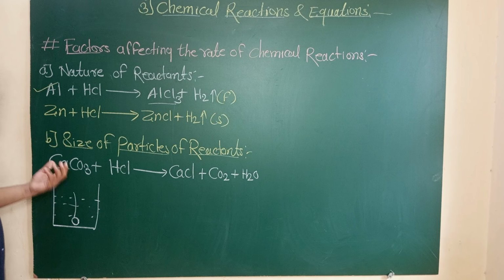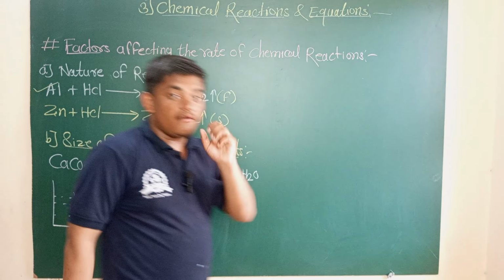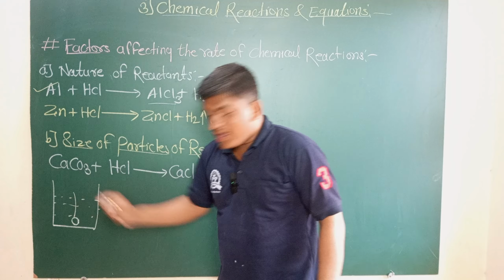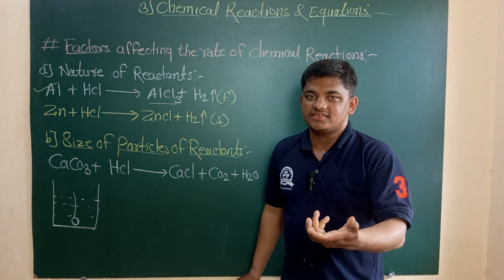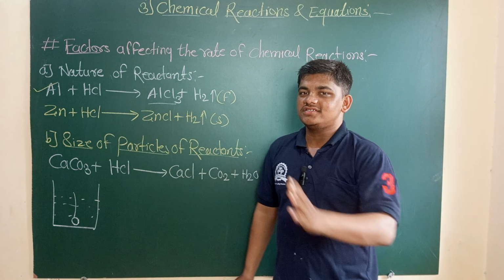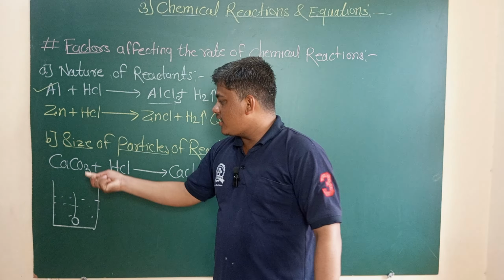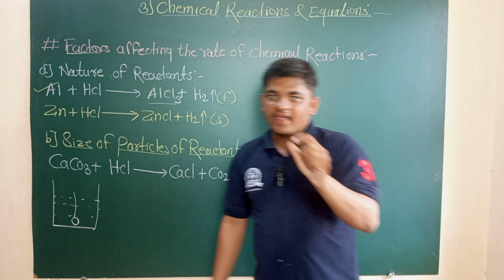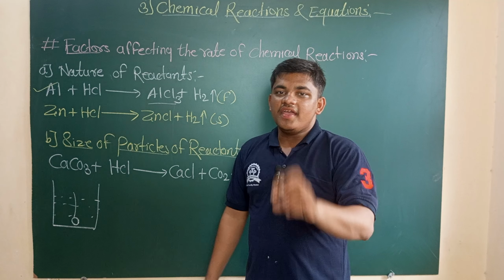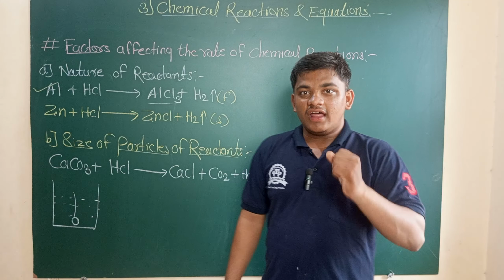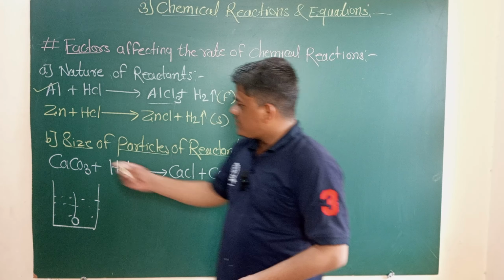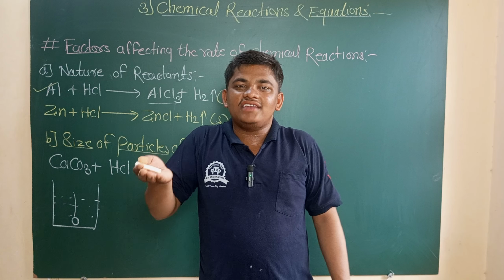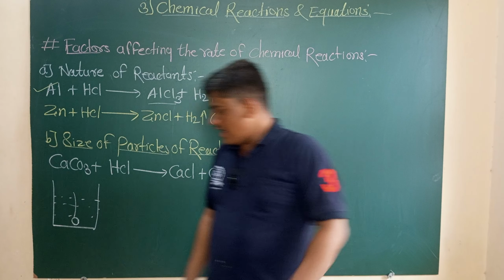What happens when we crush these crystals to form a powder, then dissolve this calcium carbonate powder in the HCl? The reaction is faster, or the rate of that chemical reaction is higher compared to when the calcium carbonate crystals are dissolved in HCl. They take different times to complete their reactions. That means if the size of the particle is smaller, the rate of chemical reaction is higher, and if the size of the particle is larger, the rate of chemical reaction is lower.